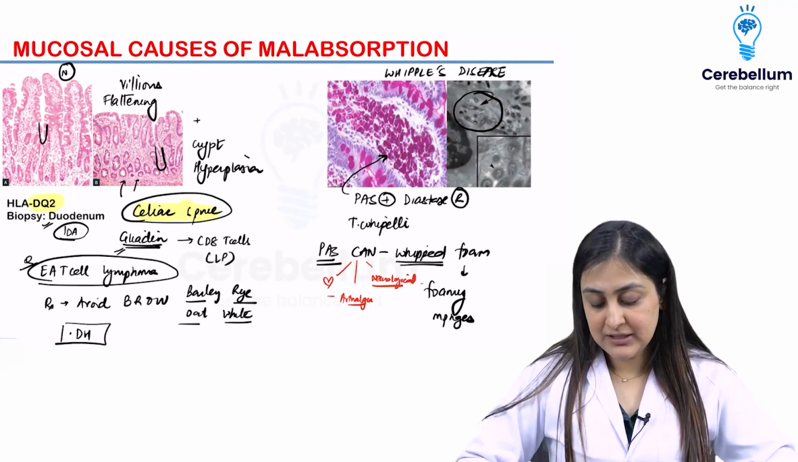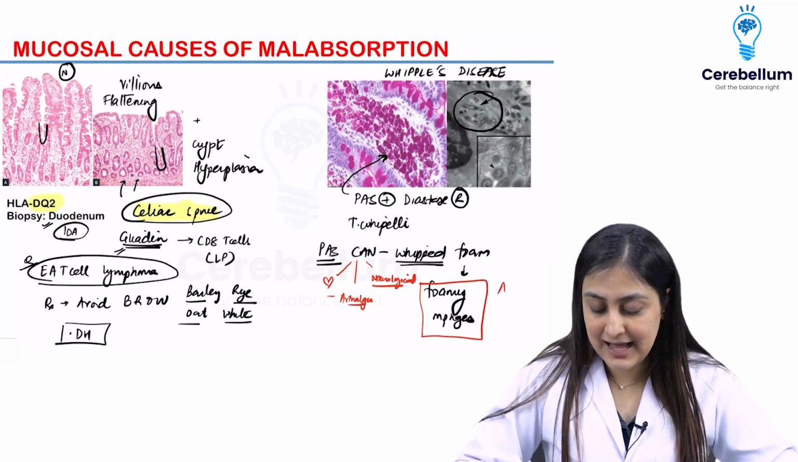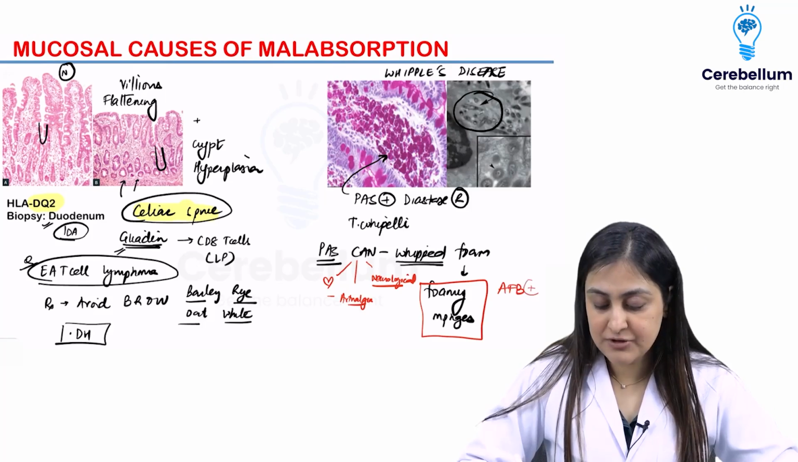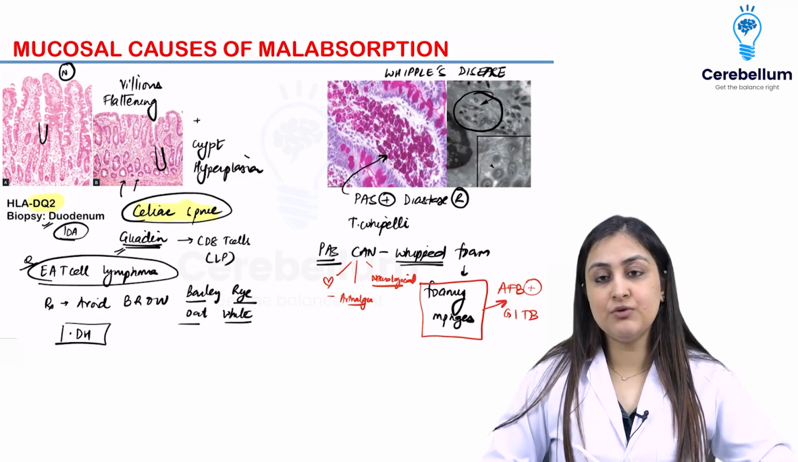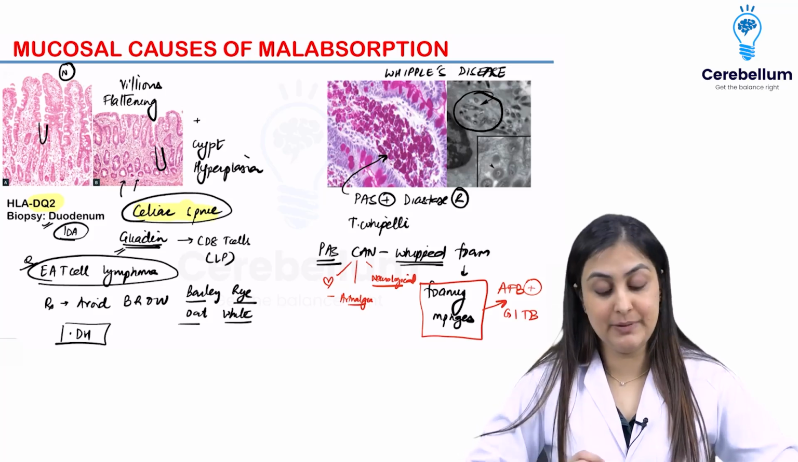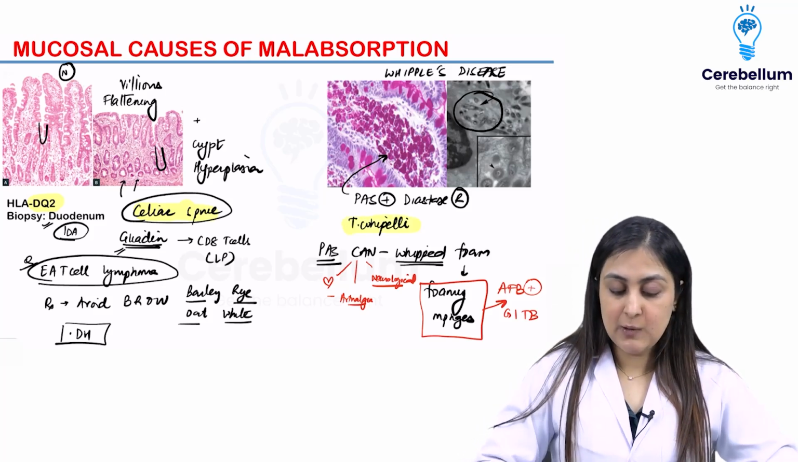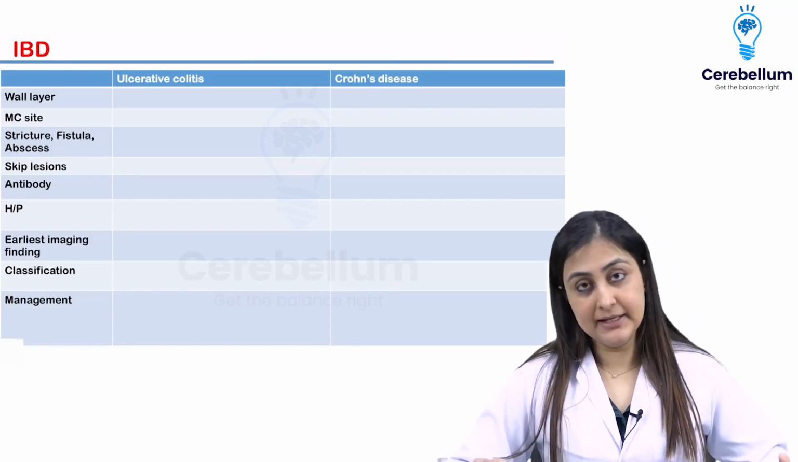One repeat question: they had mentioned foamy macrophages in the intestine and then they said acid fast bacilli. So obviously this becomes GI-TB. So GI-TB also has foamy macrophages and Whipple's disease also has foamy macrophages. You want to remember that. Okay, so this is about Whipple's disease. Now let's go to the very important IBD.